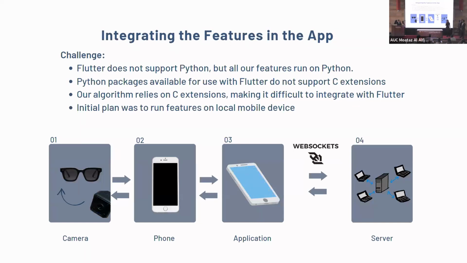The second challenge we encountered while integrating the features in the app was that the Flutter app does not support Python, but all our features run on Python. Although it has some Python packages available, most of them do not support C extensions, which we rely on in our algorithms. So this made it difficult to stick to our initial plan, which was running all the processing inside the application. So we had to use WebSockets to connect between the application and the server. This worked effectively with the facial recognition because it needed only one frame. However, with the obstacle detection, there was some delay because it needed more frames per second.